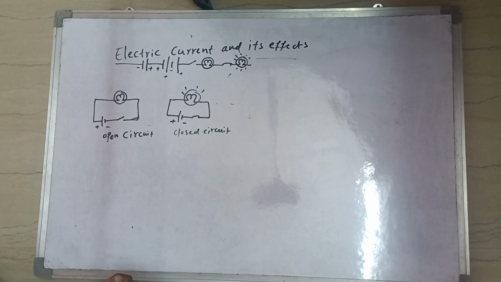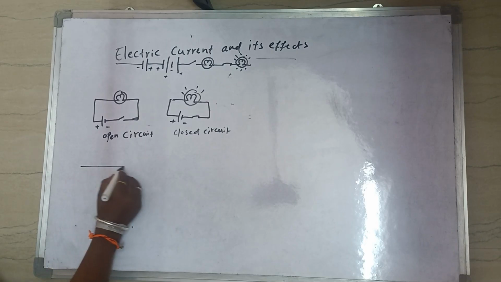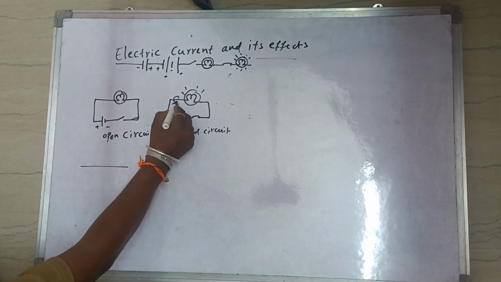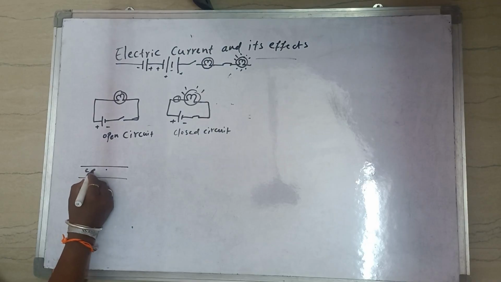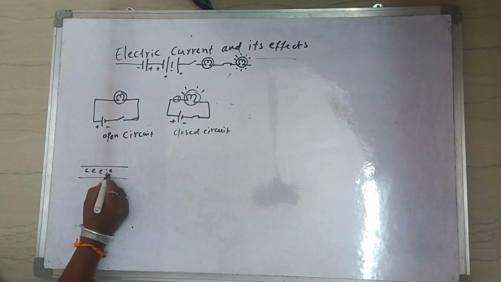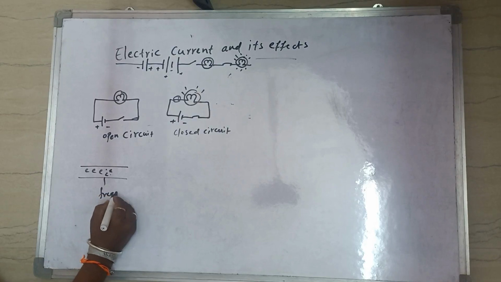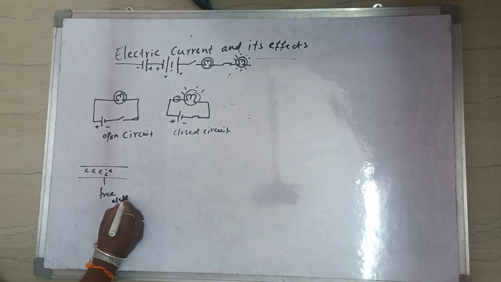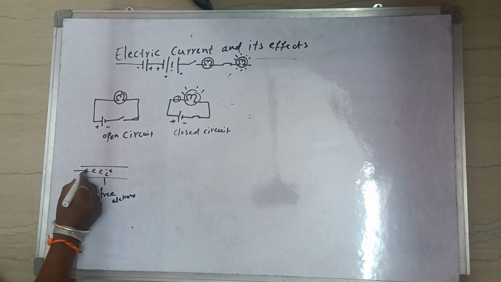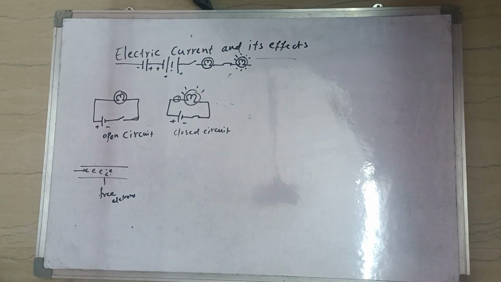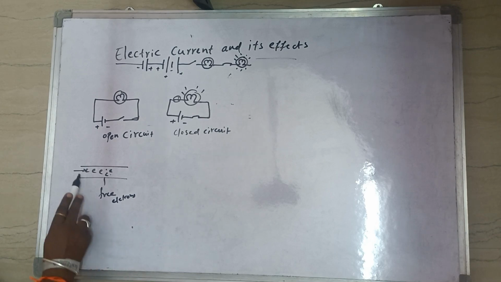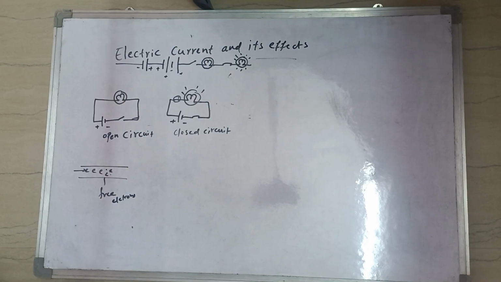Now, suppose I cut this wire and zoom in. What happens here? These are the electrons, these are free electrons. Due to the movement of the free electrons, electricity is generated. In a conductor the free electrons are there, and due to these free electrons, electricity flows in the conductor.